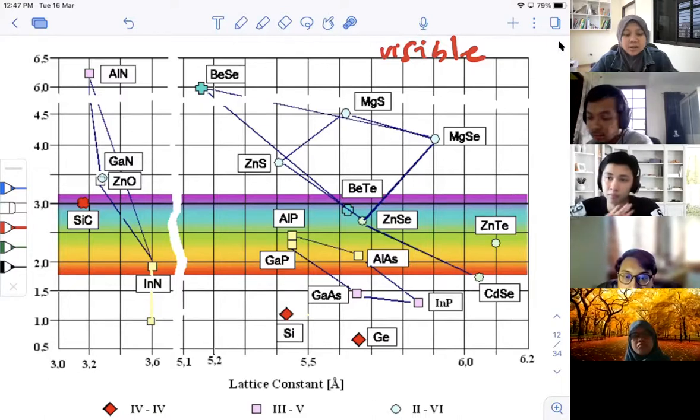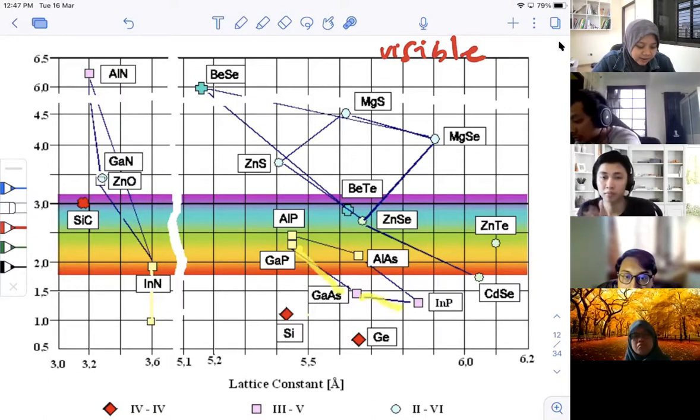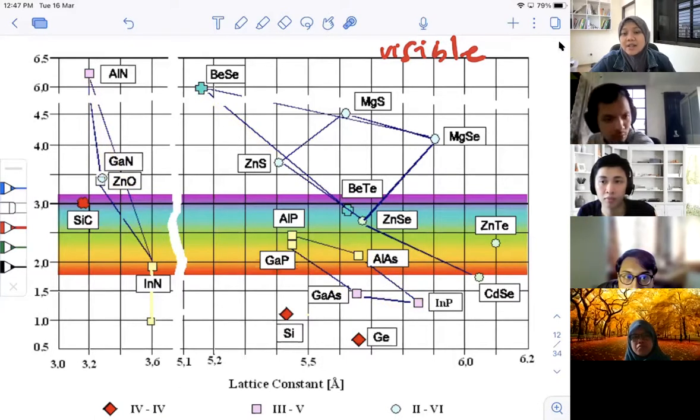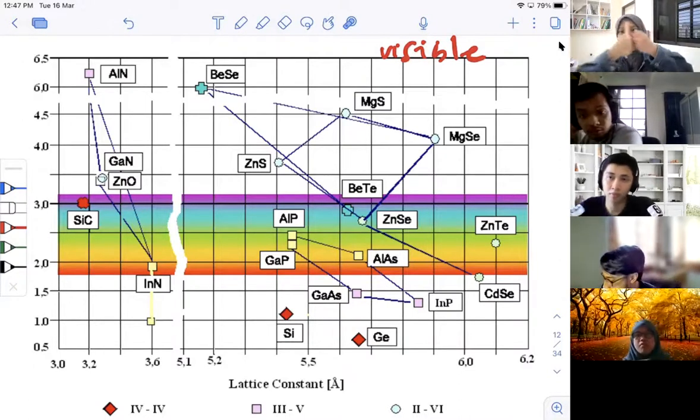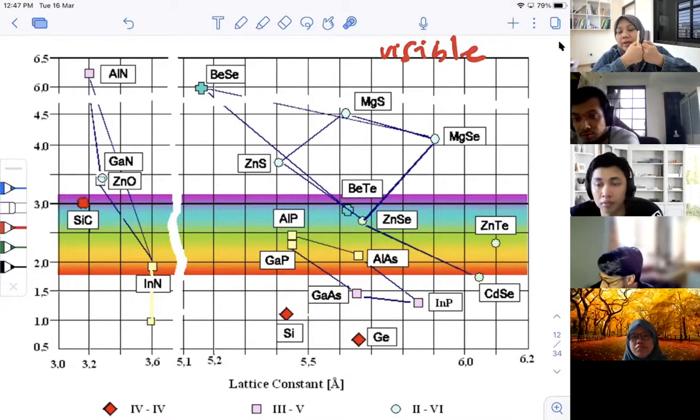For example, from here, you can see the lines. Can you see the lines? What this line is telling you is that these are the materials with which you can make a heterostructure. Or you can make a compound semiconductor. Tadi heterostructure dengan compound semiconductor lain kan? Heterostructure means one semiconductor material, you put another semiconductor material. Compound semiconductor means seketul semiconductor material.